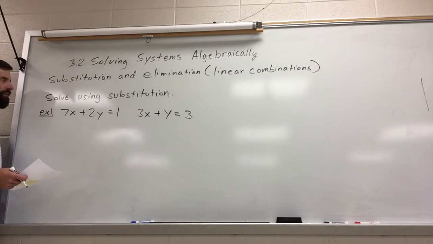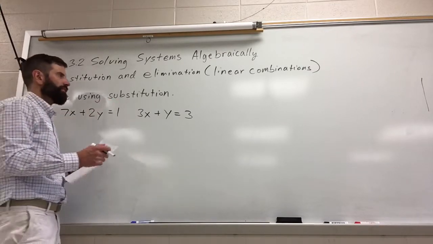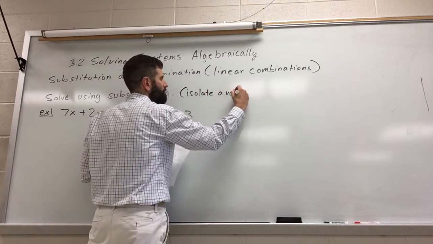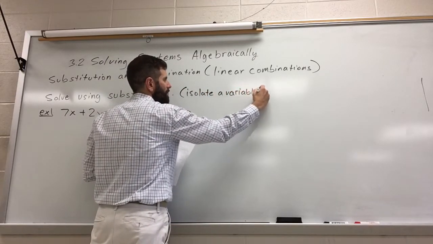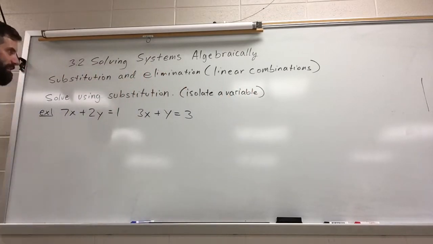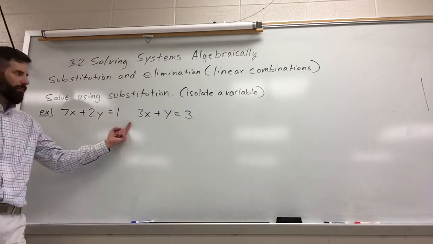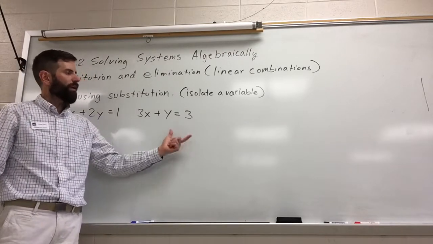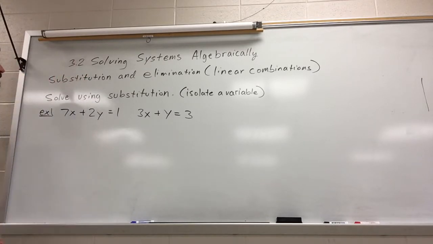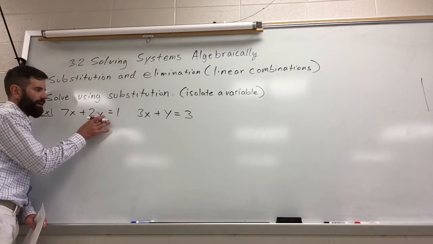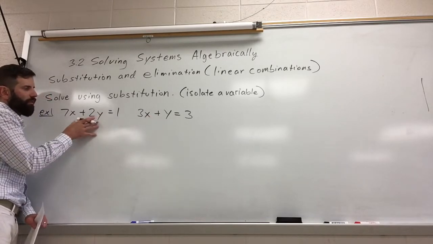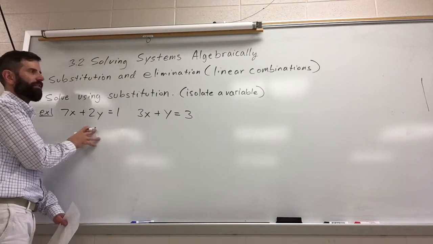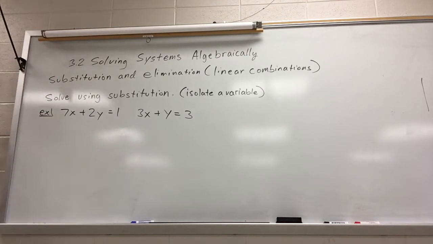So now for substitution, what you're going to do is isolate a variable. Isolate's just a fancy way of saying get by itself. You're going to get one of these variables by itself. Then from there, you're going to substitute what it's equal to into the other equation. The reason we do that is because we've got x's and y's. But when we substitute into the other equation, you're going to have just x's or just y's, and that's going to allow you to solve for the x or the y.